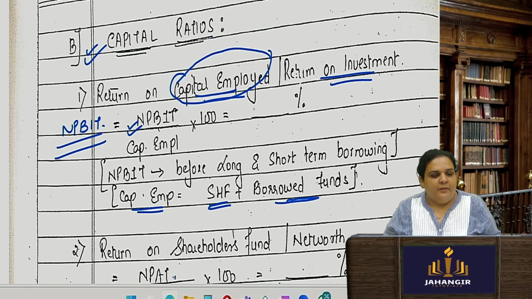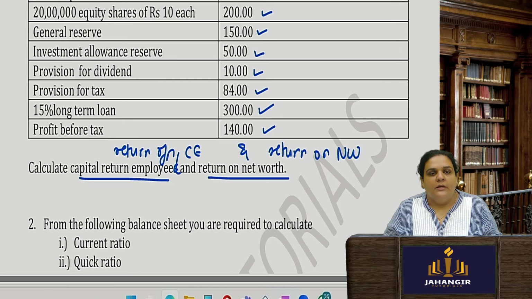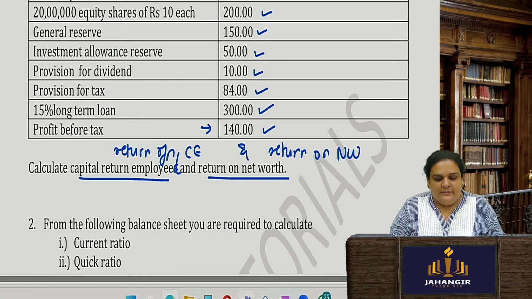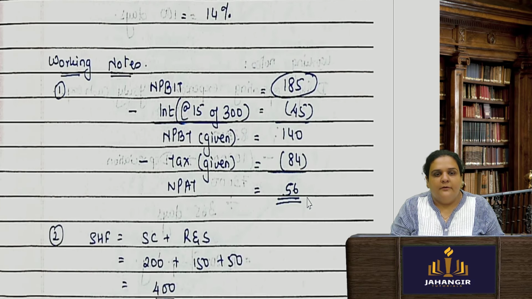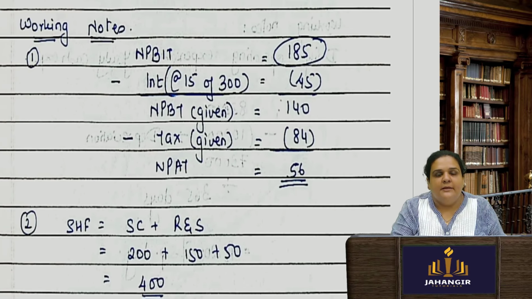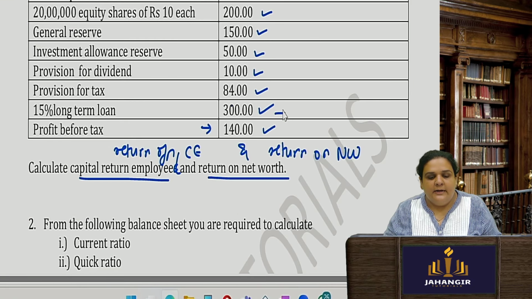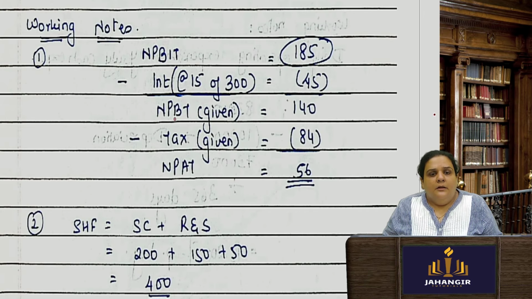One second. Net profit before interest and tax. No, they have given me net profit before tax. This is given. So I will now start, I have made the statement. NPBIT minus interest. Interest will be 15% on 300 lakhs. Right? On 300 lakhs, I will take 15%. That I know. NPBT is given to me. Tax is also given to me. Net profit after tax I got.